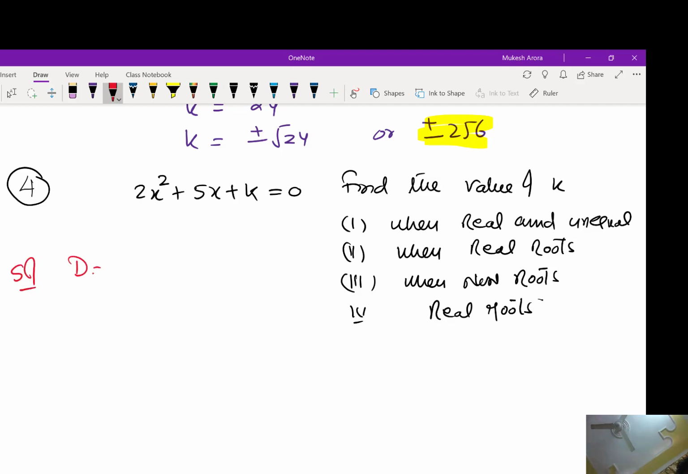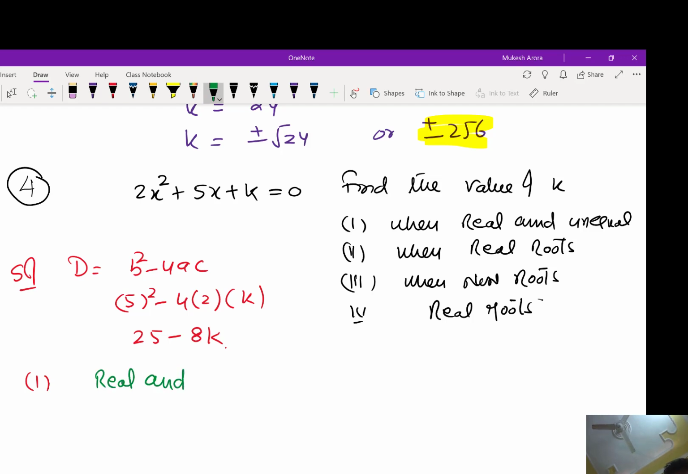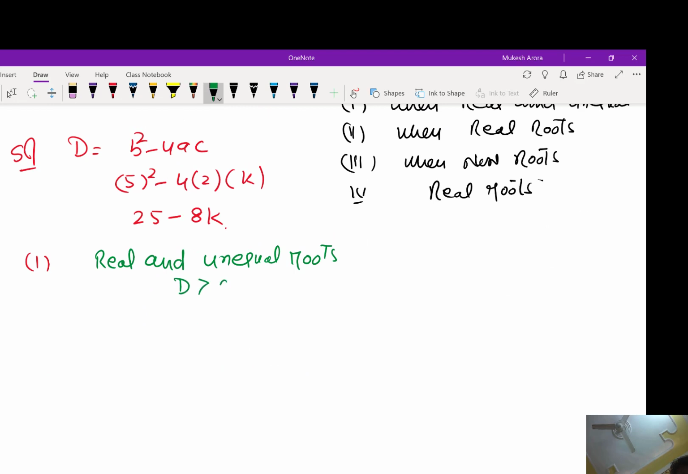Solution: first of all, D is b square minus 4ac, 5 square minus 4 into 2 into k, so 25 minus 8k. So the first situation is when it has real and unequal roots. Then D is greater than 0. Therefore 25 minus 8k is greater than 0. Minus 8k is greater than minus 25. K is less than 25 by 8.